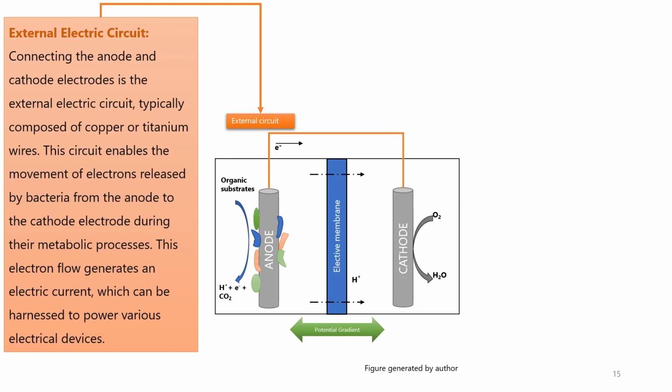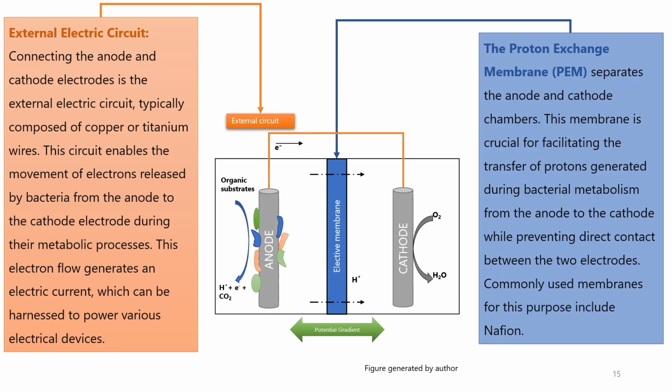So, here the external circuit connects the anode and cathode, typically composed of copper or titanium wires. This circuit enables the movement of electrons released by bacteria from the anode to the cathode electrode during the metabolic process. This electron flow generates an electric current which can be harnessed to power various electrical devices. The only problem is that this power output is quite low.